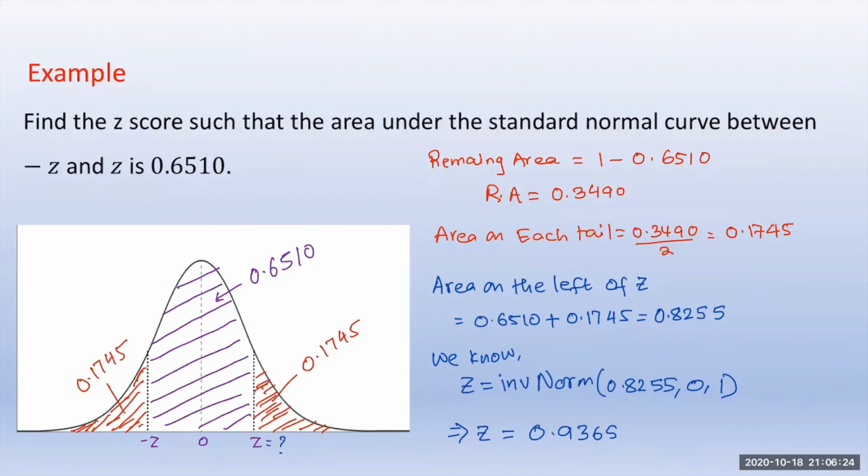So always remember, whenever the area is given and you want to find the z-score, make sure you use the area to the left of the z-score that you want to find.